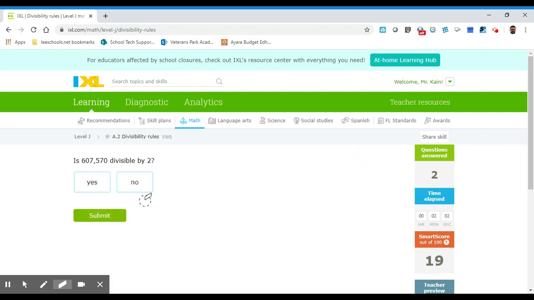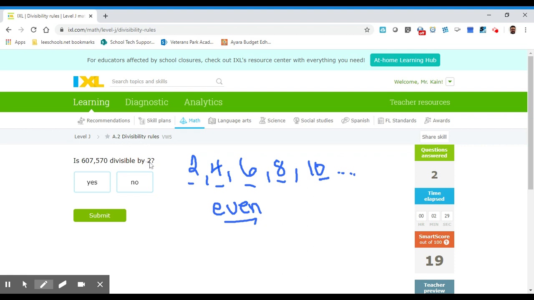Okay, does this divide by 2? Here's the rule for twos. Ready? Think about skip counting by twos. So 2, 4, 6, 8, 10, and you can go on and on, right? But every single number that divides by 2 will have a ones digit that ends in either a 2, 4, 6, 8, or a 0. We call those even numbers. So if you have an even number, it will always divide by 2. Since this is an even number, it ends in a 0. Yes, this will divide by 2.